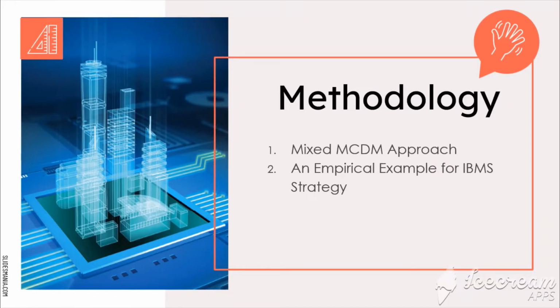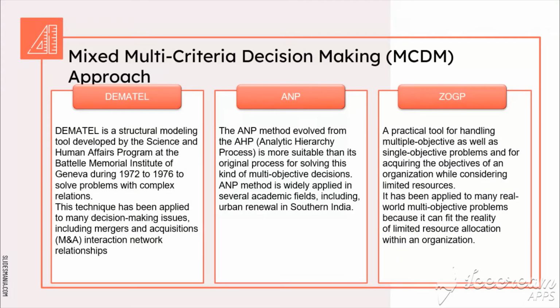Next, for methodology, there are two stages of work, which are the mixed multi-criteria decision-making (MCDM) approach and an empirical example for IBMS strategy. The mixed MCDM approach illustrates an evaluation model procedure that not only constructs a network structure for IBMS, but also finds an optimal portfolio for IBMS, while still allowing for limited internal resources.